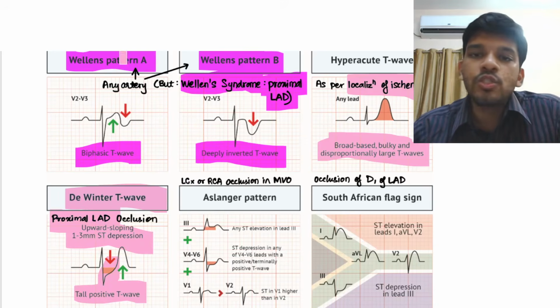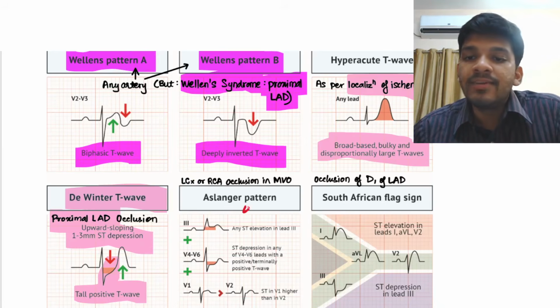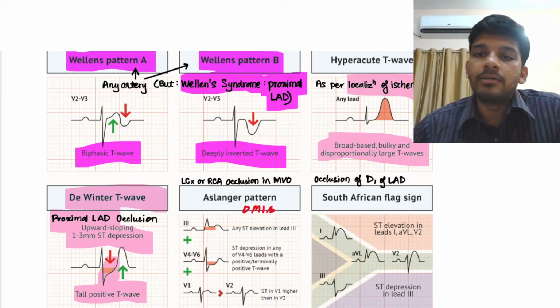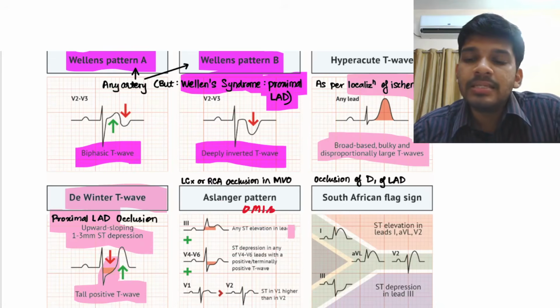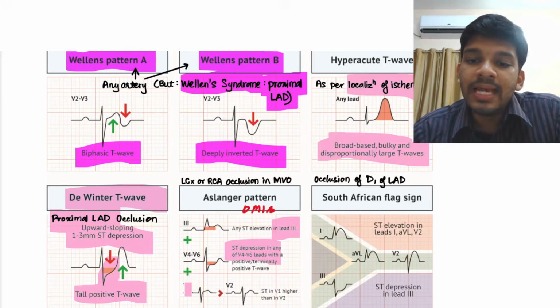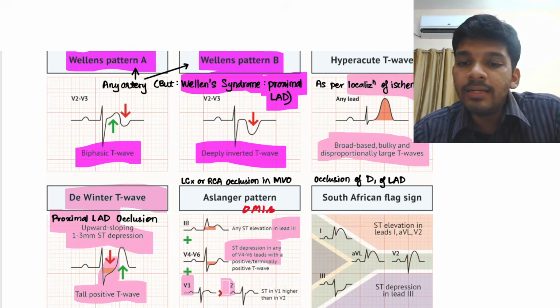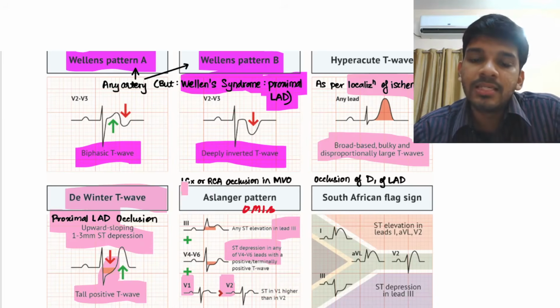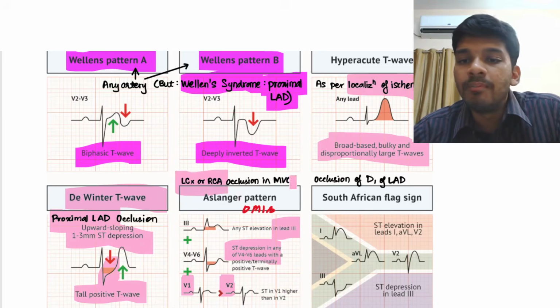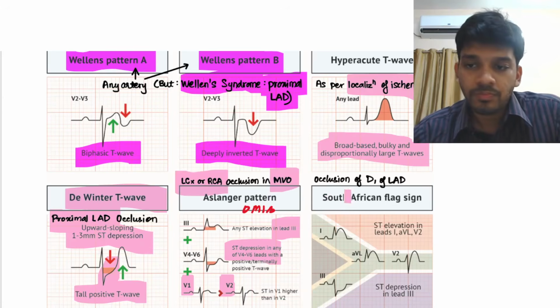Then one of these OMIs is actually a multivessel pattern, a Sgarbossa-like pattern. This pattern means there is an ST elevation in lead 3, an ST depression in V4 to V6, and ST elevation in V1 higher than in V2. This actually suggests there is an LCX or RCA occlusion in a multivessel occlusion.